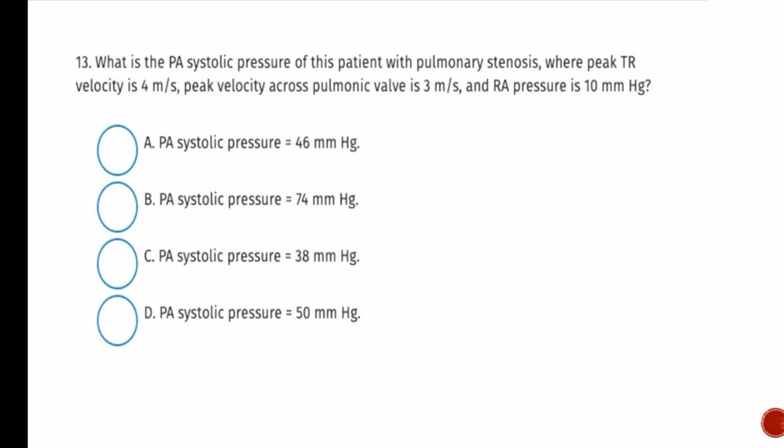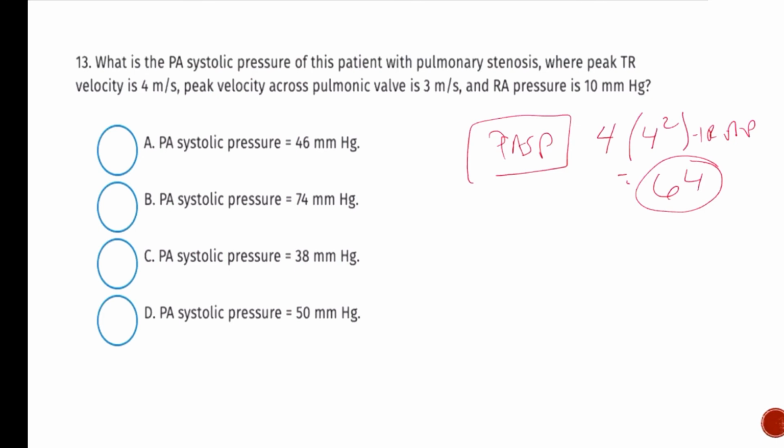So let's do our PA systolic pressure. What's our PA systolic pressure here? What is it? 4 times 4 squared plus right atrial pressure equals 46. Okay. Is this 46 or 64? 64? 10? Good. We got there, right? Good. All right.